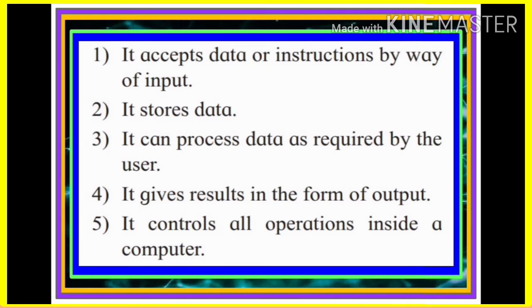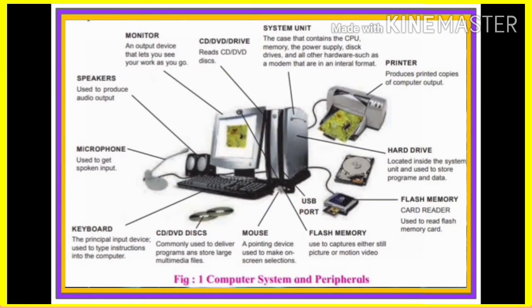And to perform these 5 operations, a computer system uses its input unit, memory unit, output unit, control unit, arithmetic and logical unit, and other units which are interconnected to each other. This figure 1 shows computer system and peripherals. All these peripherals or components are interconnected to each other. Let's see one by one.